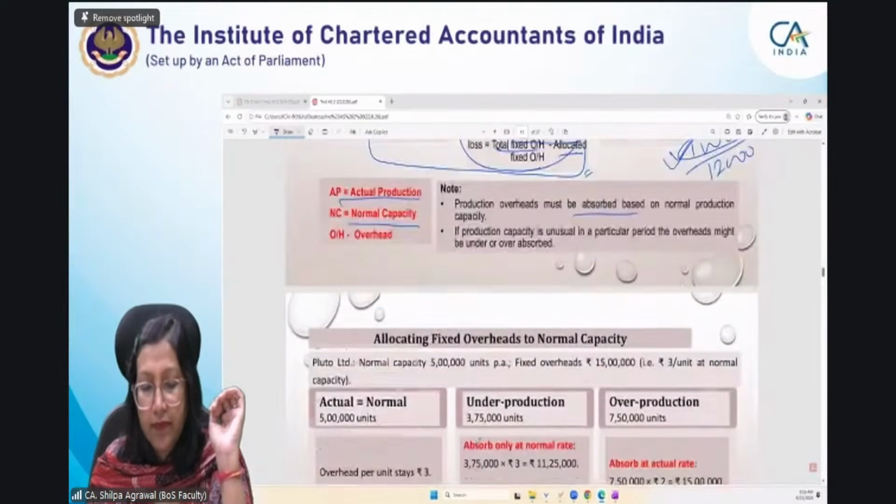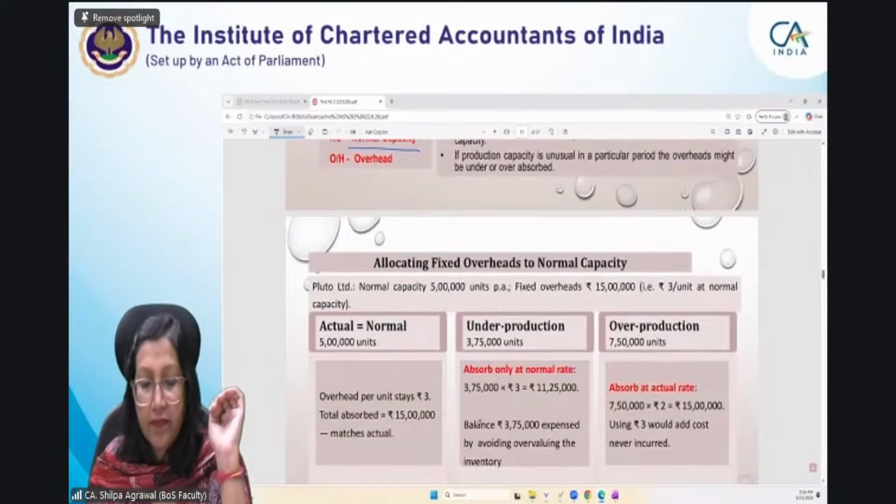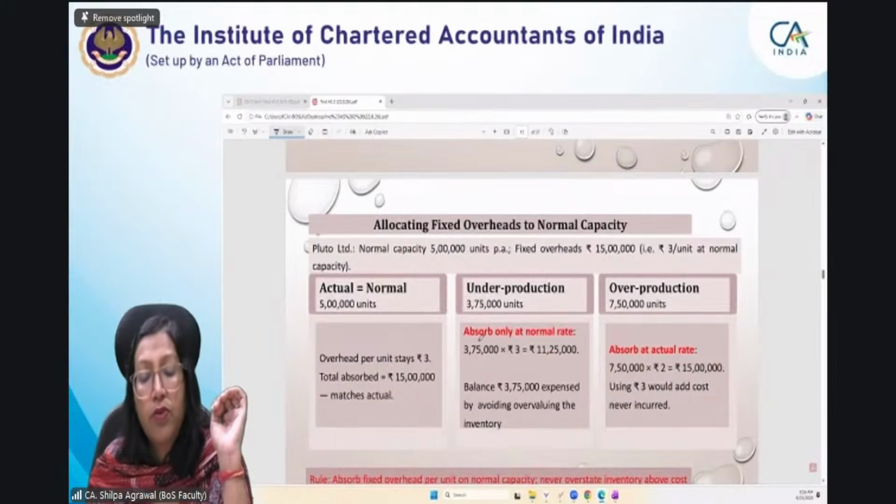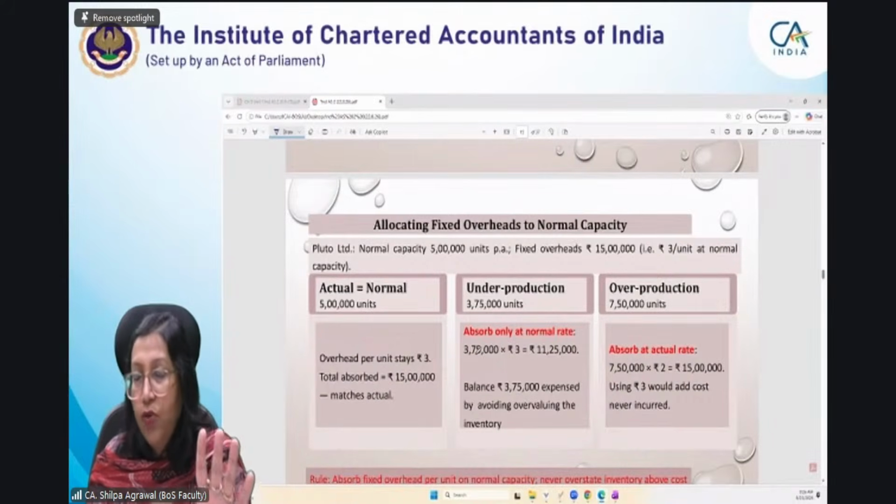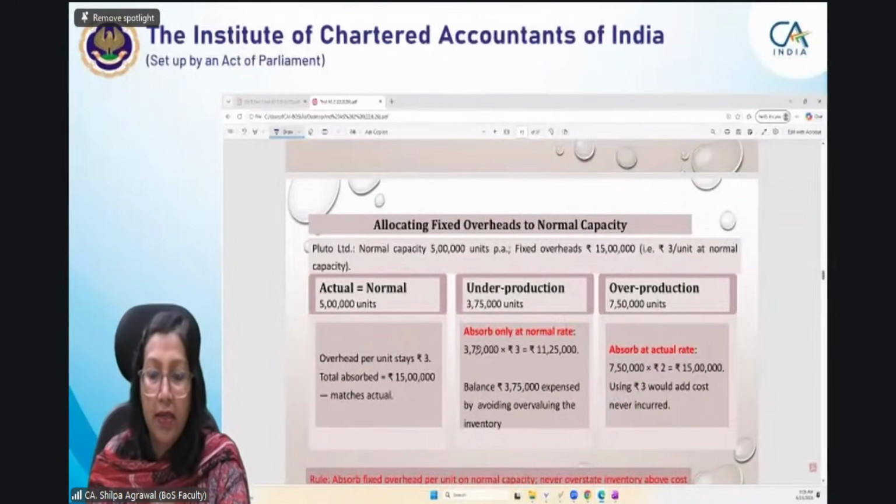Okay. Moving to next part. Allocating fixed overheads to normal capacity. This already we have given an example. Here example is for 5 lakh units. This I've already covered. I'll be sharing this PPT with you all, and you will get this example also. It is given in your study material also, but I have already taken a separate example, so I'm not discussing this. We'll be moving forward because it's already 9:25.